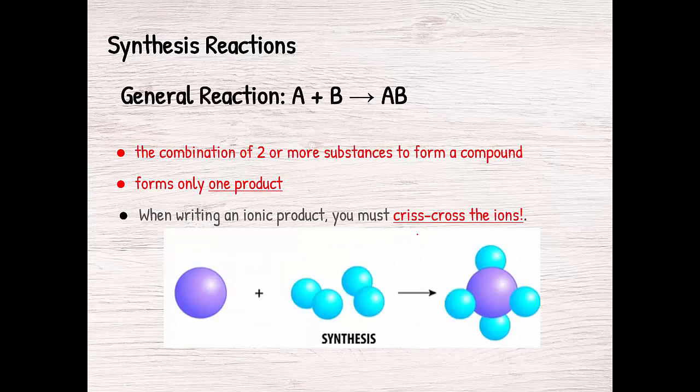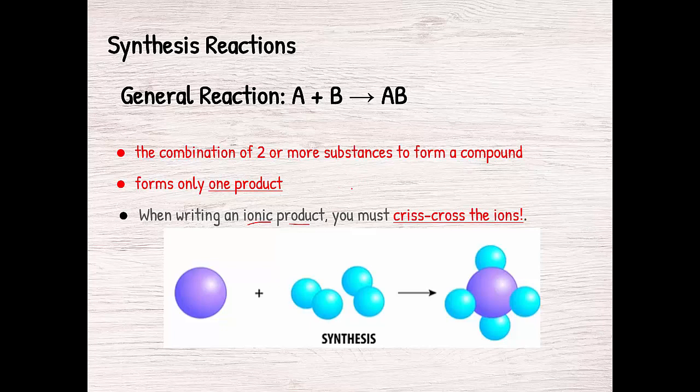The first type of reaction that we're going to talk about today is synthesis reactions. And we've already learned the general reaction is that chemical A and chemical B get together and form chemical AB. So synthesis is all about getting elements or compounds to get together to form only one product. That's kind of a big deal here, is that we have to only form one product. With the ones that we're going to be asking you to write, you're going to be forming simple ionic products, and you are going to have to remember to crisscross the ions.